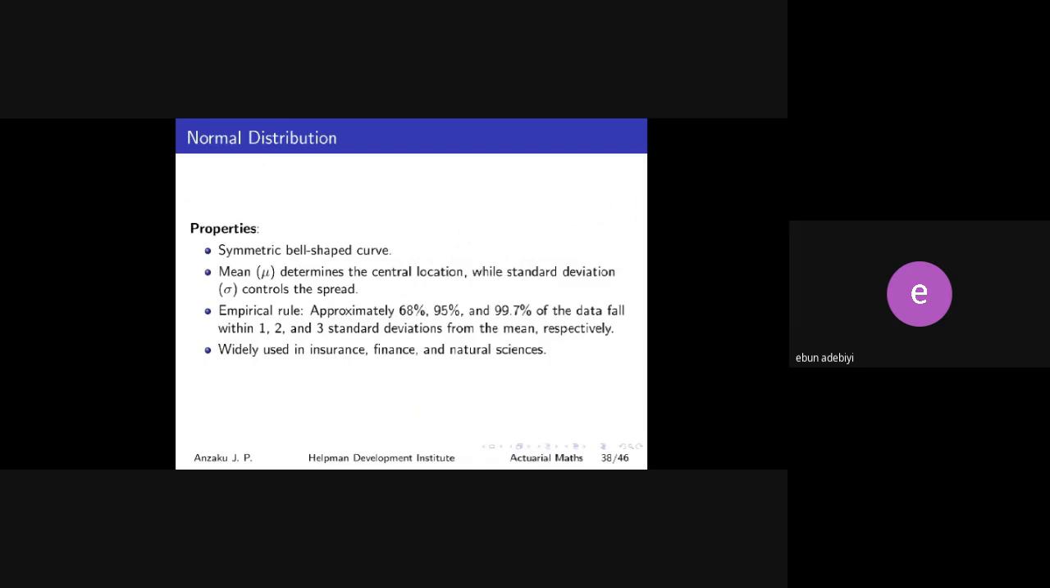So we explained some properties of the normal distribution. We say it is symmetric and has a bell-shaped curve. The mean determines the central location while the standard deviation controls the spread. One of them is the empirical rule, can you remember one time that we were talking about the empirical rule? We say approximately 68%, 95% and 99.7% of the data fall between 1, 2, and 3 standard deviations from the mean respectively. And we say it is widely used in insurance, finance, and natural sciences.